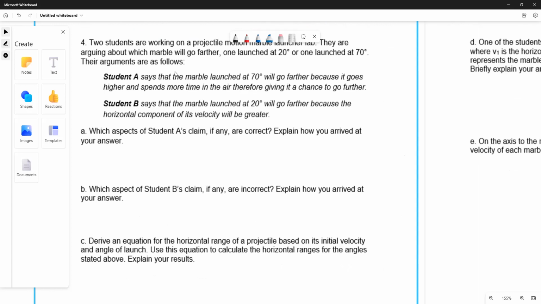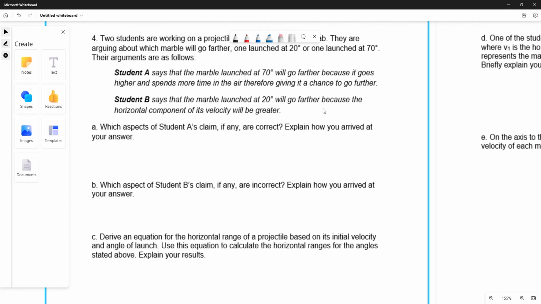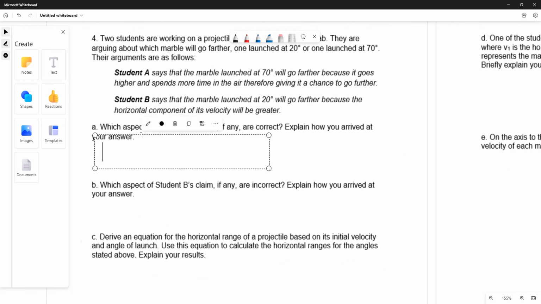So student A says that the marble launched at 70 degrees will go further because it goes higher and spends more time in the air, therefore giving it a chance to go further. And student B says the marble launched at 20 degrees will go farther because the horizontal component of its velocity is greater. And then we're supposed to, first for A, explain what aspects of A are correct, and then kind of explain how I arrived at the situation. So just kind of reason our way into saying what's correct here.